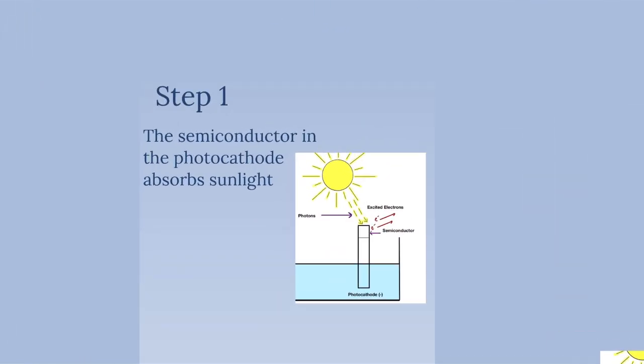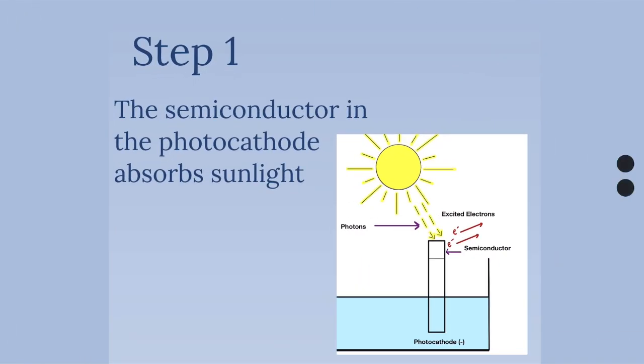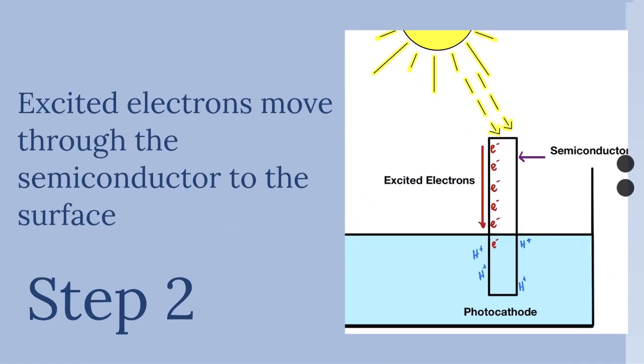In this setup, the first step is that the semiconductor in the photocathode absorbs sunlight, leading it to capture photons, which are particles of sunlight that carry energy. When they hit the semiconductor, they excite electrons and give them the energy they need for the process. Then, excited electrons move through the semiconductor to the surface.